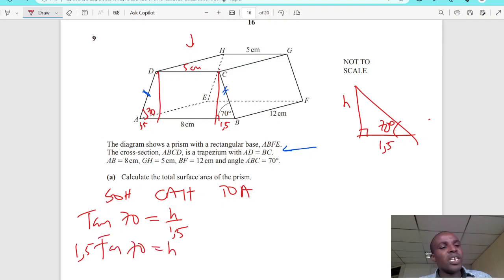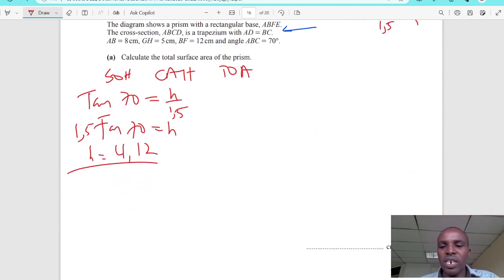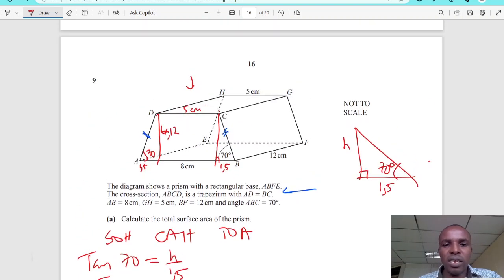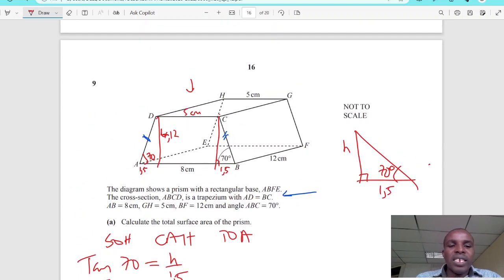is equal to h. Then you can make use of a calculator. Make sure your calculator is in degrees mode. So your h is 4.12. That's your height. Let me put it there. That's your height, it's part of your working. How many marks? 6 marks. Then next part.